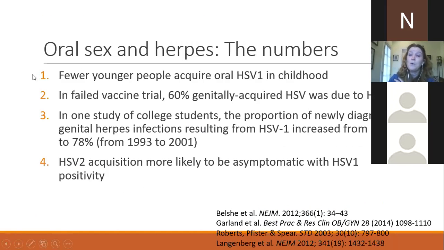Okay, so one of the big things that we see, especially at the Ting Center, is that since fewer of you all get oral herpes in childhood, you don't have any protection against getting HSV1 genitally. And so that's where we're seeing a lot of this. In one study, it was a vaccine study, they found that 60% of the genital herpes that they were seeing was from herpes type 1. And then in a study of college students, the proportion of genital herpes resulting from 1 compared to 2 increased to 78%.